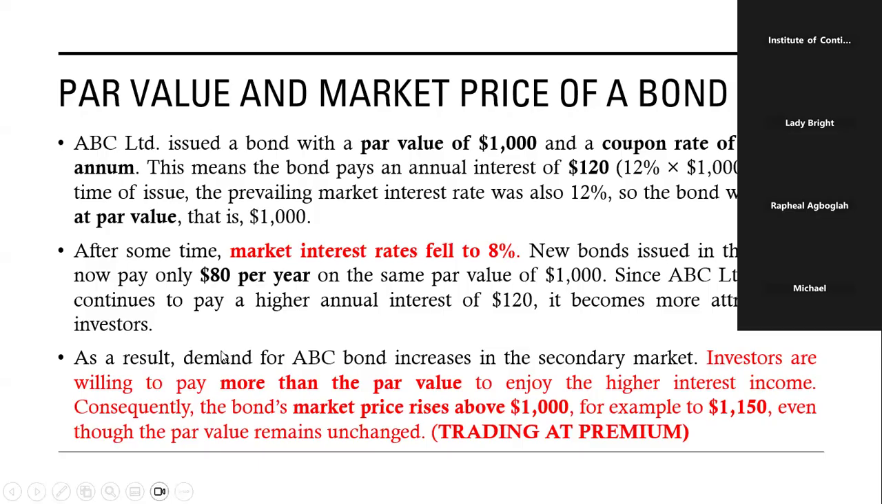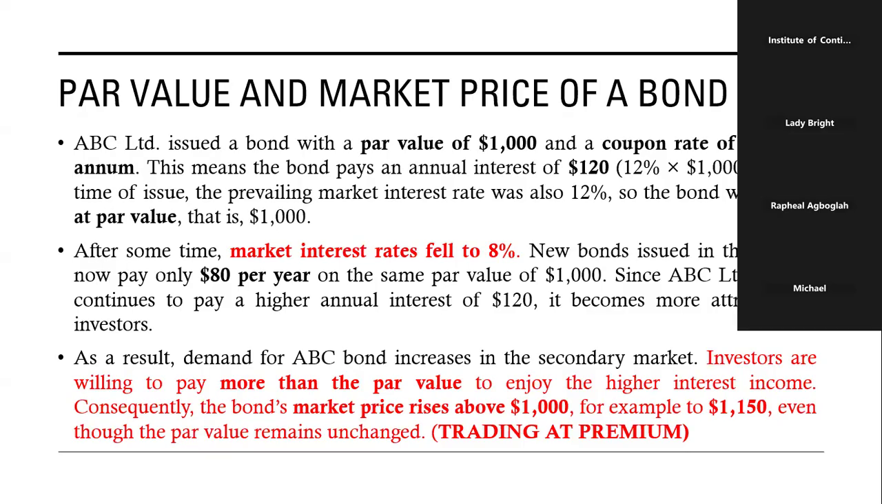Why? Because even if you bought ABC at 1,150 with a par value of 1,000, you will be earning 120 for coupon every time, compared to the 80, 80, 80 if you decide to buy the other bonds. So when you look at your returns from coupon, you realize that you can make so much more than the 150 you are losing now for buying it at premium.